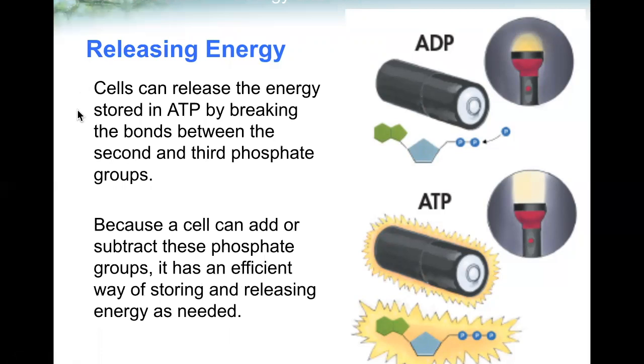Cells can release the energy stored in ATP by breaking the bonds between the second and third phosphate groups. Because a cell can add or subtract these phosphate groups, it has an efficient way of storing and releasing energy as needed.